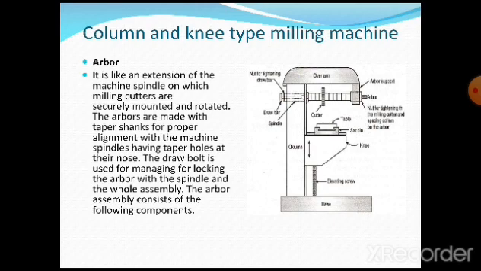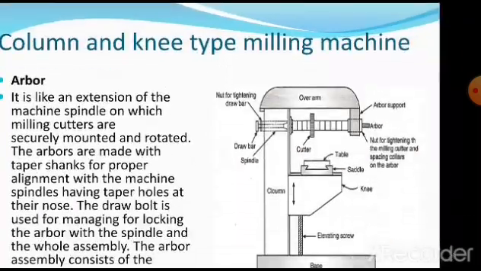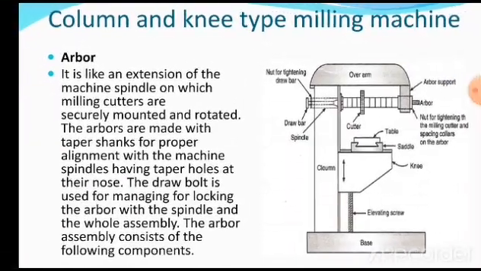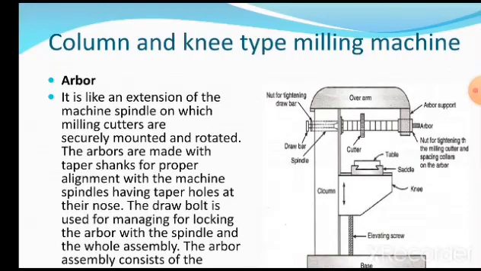Now we need to understand what the function of an arbor is, what it is going to do. It is like an extension of the machine spindle on which the milling cutters are securely mounted and rotated. This is very important. The strength and rigidity of the arbor plays a very important role, because the entire cutting force as the cutter rotates is directly going to come on the arbor itself. Okay, it is securely mounted and rotated.